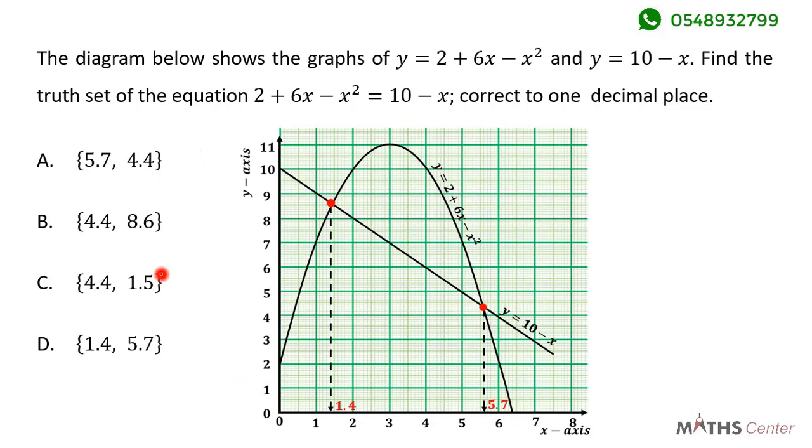When we look through the options we have here, we can see that the correct option is D, 1.4 or 5.7.